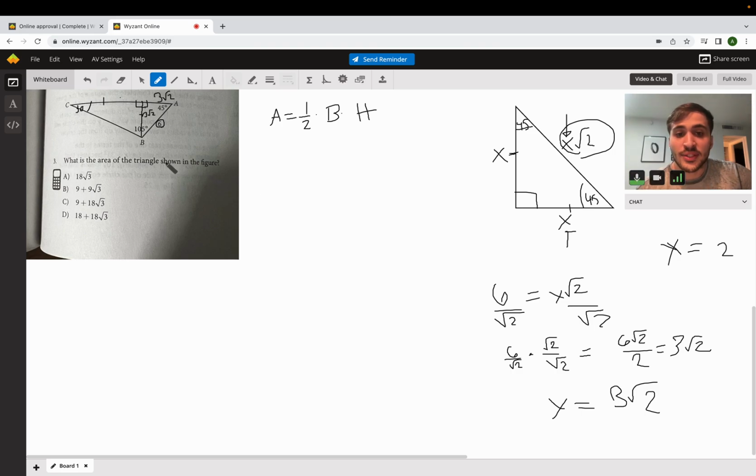So far in this problem we have figured out the height of the triangle right here. The height of the triangle, h, is equal to 3 radical 2. But now we have to figure out the base. Well, the good news is that we actually figured out a portion of the base right here. So let's just say base 1, and this is base 2. And this is base 1 right here. Base 1 is equal to 3 radical 2. Now we're on a quest to figure out what is base 2. How do we figure that out?